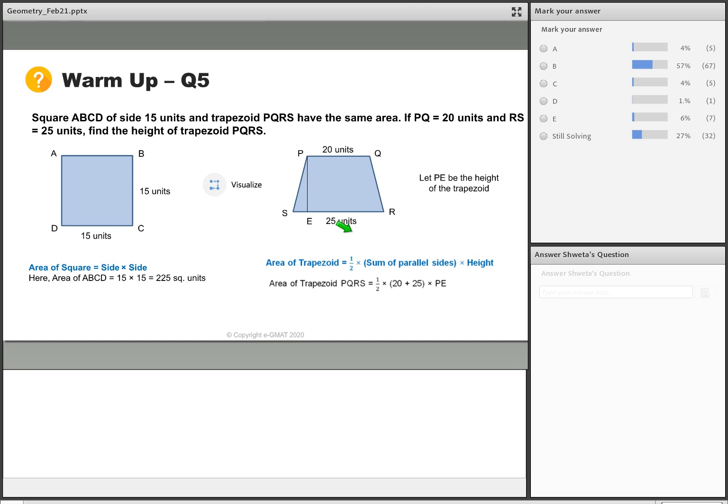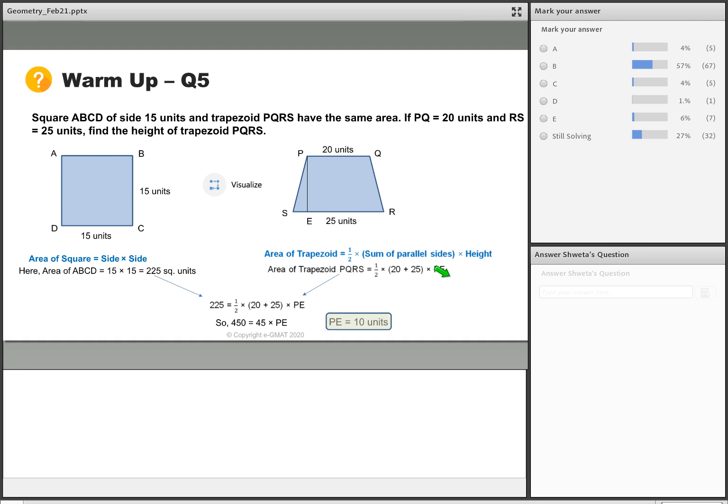For the trapezoid now, you already know the formula from the previous questions. You'll just plug in the values that you know. So the parallel sides 20, 25, add them, you get this. Now, when I work further on this and I equate these two areas, because I know they are equal, I get this here. 225 is equal to half times 45 times PE. Now, simple equation, you solve and you get the value of PE, which is the height that you were looking for, as 10. So the correct answer here is option B, which is 10.